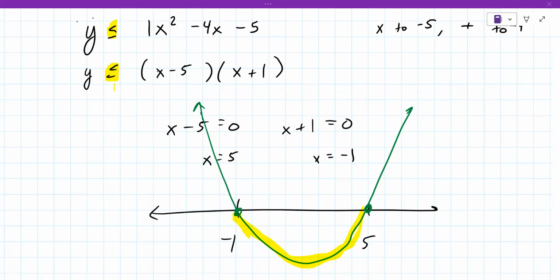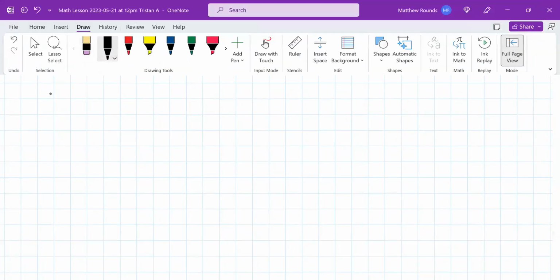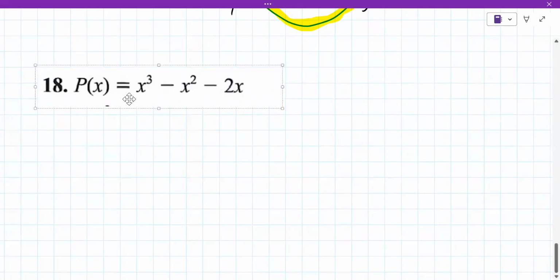Okay. So that's a little bit on quadratics and inequalities. Let's look at a few more zeros. Let's look at this problem here, 18. Again, we can't go through everything. I wish we could. We would need the whole day, but we could do some here. All right, here you go.